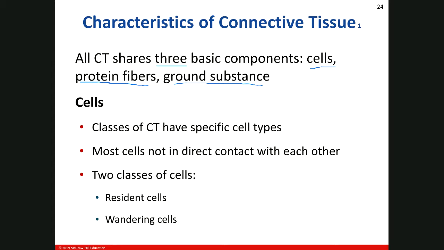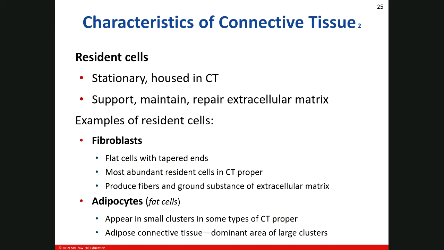Certain classes of connective tissues have cell types specific to that connective tissue. One of the things you want to understand about connective tissue versus epithelial tissue: when we looked at epithelial tissue, all the cells were closely packed. They touched each other. Well, when we talk about connective tissues, most of the cells do not directly connect or contact one another. Keep that in mind. That is a big difference between those 2 tissue types. We have 2 classes of cells: resident cells and wandering cells. Resident cells stay in place. Wandering cells do just that. They wander around. So we think of resident cells as stationary.